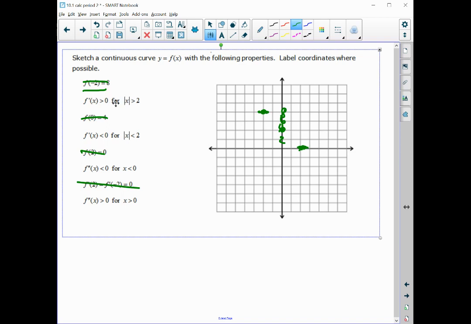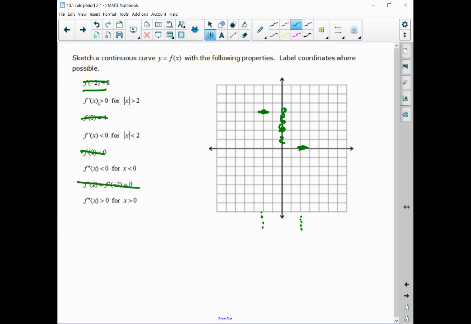And now the rest of it, what I try to do is write myself notes beneath the graph so that I can sketch it. So it tells me the derivative is positive when the absolute value of x is greater than 2. So that's going to be from 2 and -2 out. I know my derivative is positive, which tells me my function is increasing. And then everything between -2 and 2 is going to be negative slope, so it has to be decreasing. Okay, so I marked those.